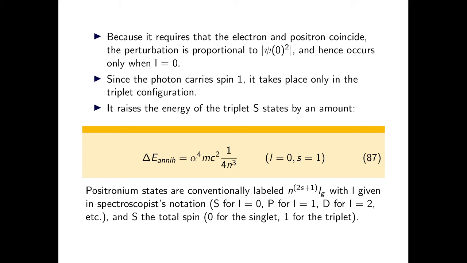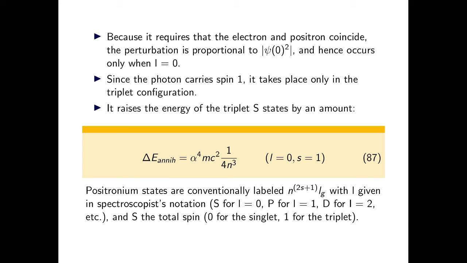It's not G, it's J, my bad. L is given by spectroscopic notation: S for L equal to 0, P for L equal to 1, D for L equal to 2. And S right here, in this power right here, is the total spin, so 0 for singlet and 1 for triplet. So that 1 right there plays a huge role in determining how the angular momentum works, and the value of epsilon itself, which we've seen in the final equation.